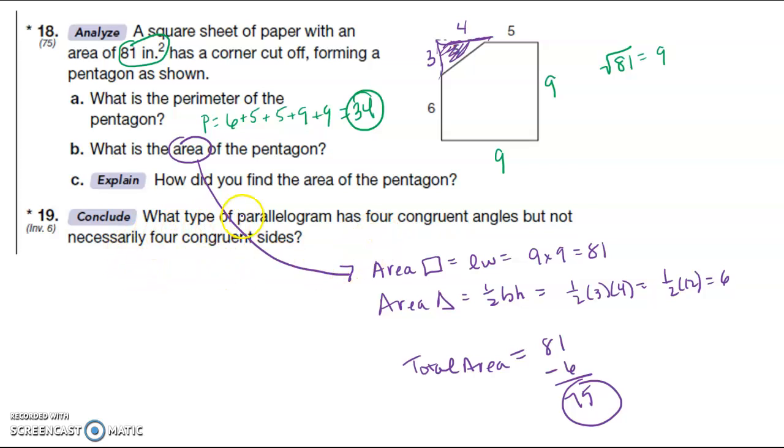And then number 19 says, what type of parallelogram has 4 congruent or same angles, but not necessarily 4 congruent sides? So a rectangle would be great. Okay, that's a beautiful rectangle. All of these angles are the same, but not all the sides are the same. So that's a great parallelogram.